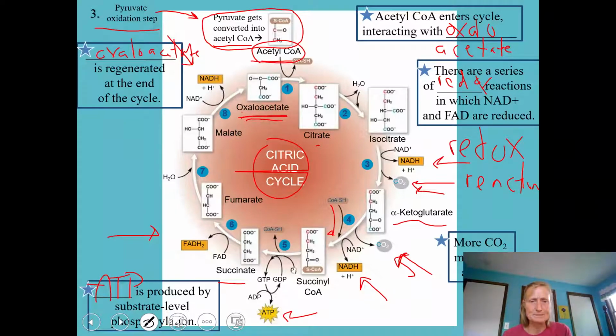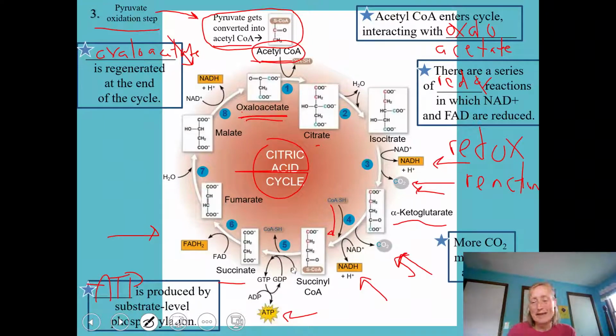Okay. Whew. This is messy. I made a mess of it. I like all these names. We don't have to memorize them, but wouldn't it be fun to have a fish tank full of fish with these names like fumarate and succinate and alpha-ketoglutarate?